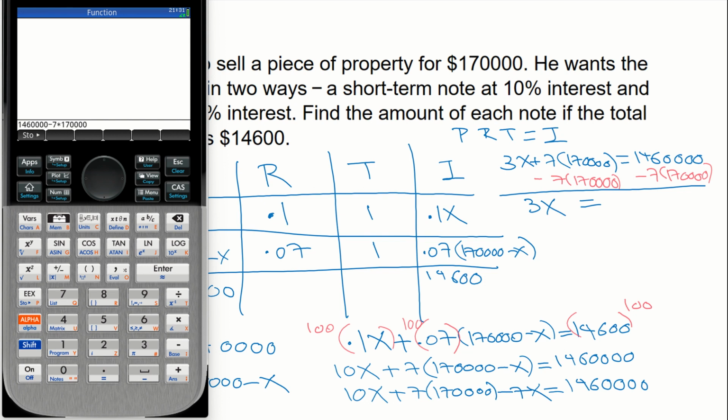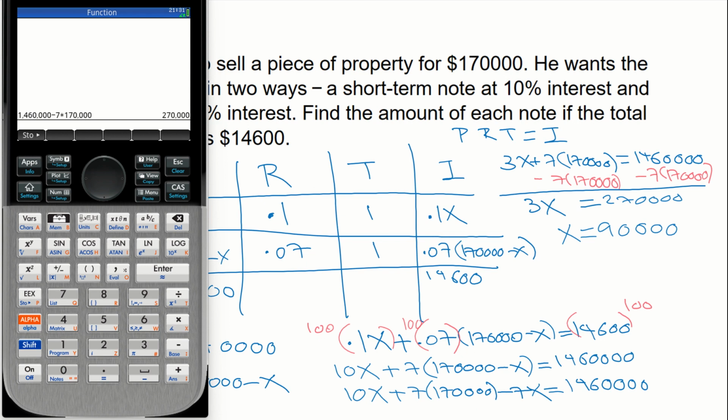All right. So we have it correctly on the calculator, so we should end up with 270,000. So now we divide both sides by 3. Now I can't even do that in my head. That's going to be 90,000.